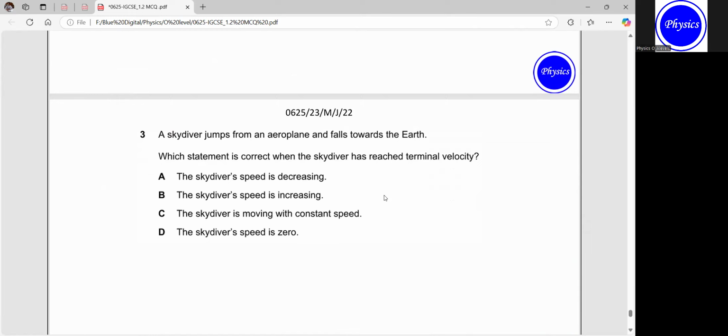A skydiver jumps from a plane and falls towards the earth. Which statement is correct when the skydiver has reached terminal velocity? Terminal velocity, again, a equals 0. There is air resistance. The skydiver's speed is decreasing? Wrong. The skydiver's speed is increasing? No, because terminal velocity is reached, that means constant speed. Then there is no point of decreasing or increasing. The skydiver is moving with constant speed. This is correct. The skydiver's speed is 0? No.